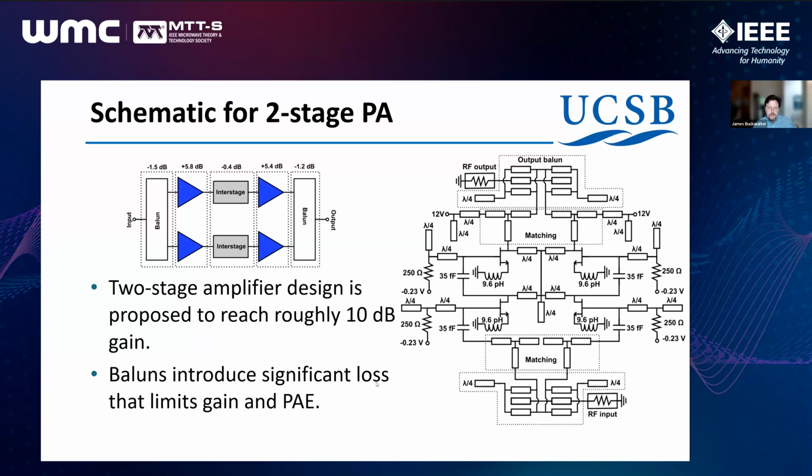The baluns do introduce significant loss in this process at 140 gigahertz. As you can see, 1.5 dB of loss at the input and 1.2 at the output, which indicates why some of the back end of the line considerations are important when you're looking at matching.